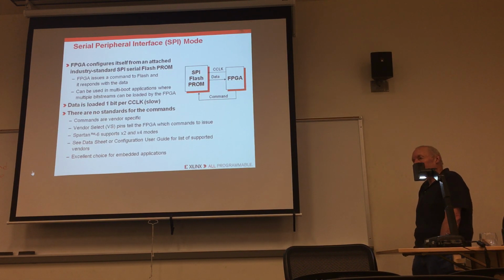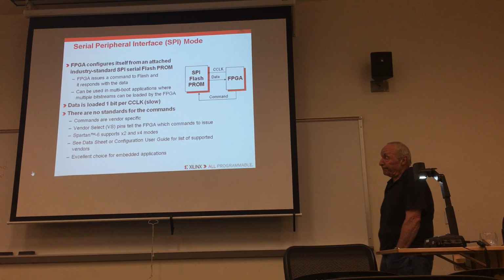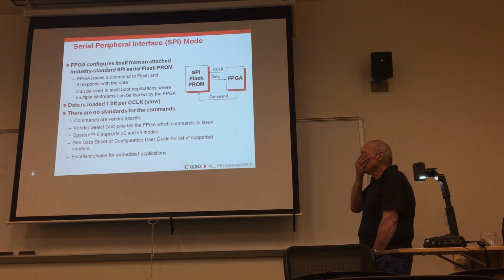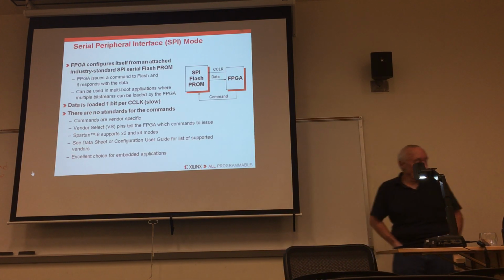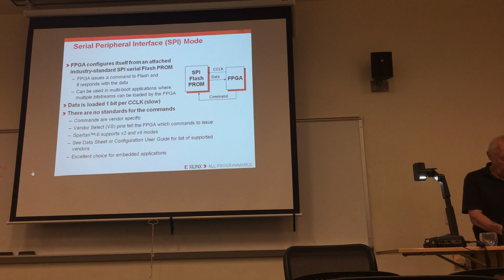Refer to the configuration user guide for your device family. Find the size of the bit stream for your density of FPGA. You should also be aware that if your daisy chain contains multiple FPGAs in the configuration scheme, your flash PROM will need to be big enough to contain all the bit streams in the chain.